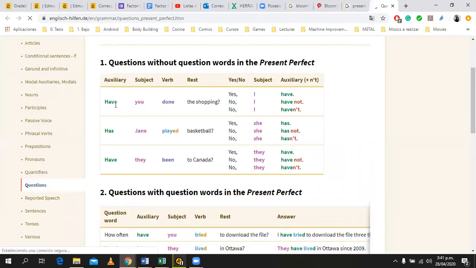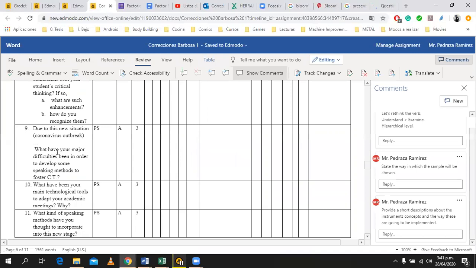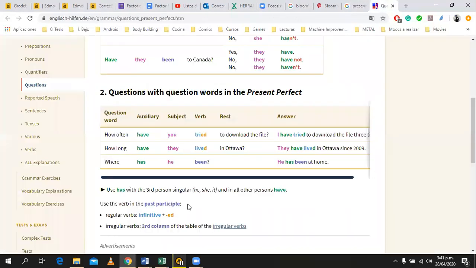Like this: have you done? Have they been? How often have you tried? Has he been? So in this case, we're talking about that. What have your major difficulties been? The subject is going to be like this: your major difficulties. So we need to use the WH question, auxiliary, subject, and then verb in past participle. What have your major difficulties been in order to develop some speaking methods to foster CT, right? So this is going to be the way by taking into account the grammar issue.